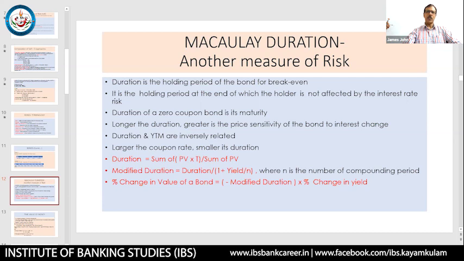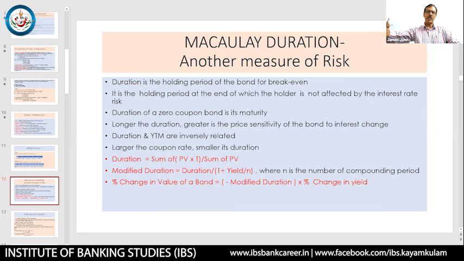So in the case of a zero coupon bond, the duration is its maturity. Make a note: its duration is its maturity. How many years are left over? That is the duration. Then the longer the duration, the greater is the price sensitivity of the bond. So if the duration is more, price sensitivity is also more.